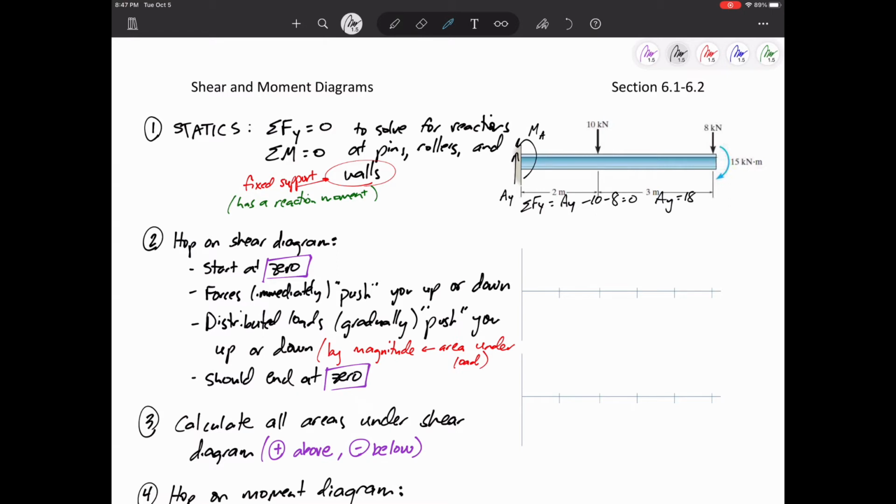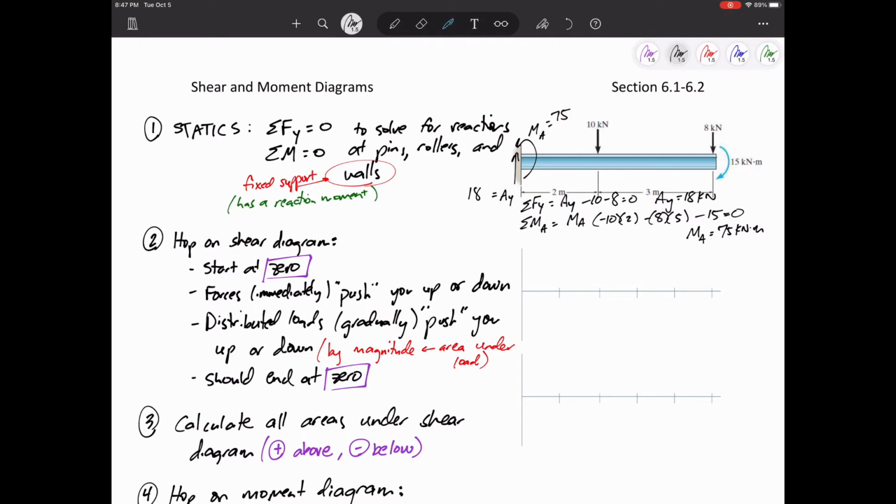We can sum moments about any point, but I'll sum moments about A. So we've got that MA, we've got that 10 times 2 in the negative clockwise rotation, we've got the 8 times 5 in the negative, and we've got that 15, which is negative. So we'd get MA of 75, in kilonewton meters. So number one, you've got to do the statics right. If you don't, then you're probably not going to end up at 0, and that's a sign to go back and do the statics again.